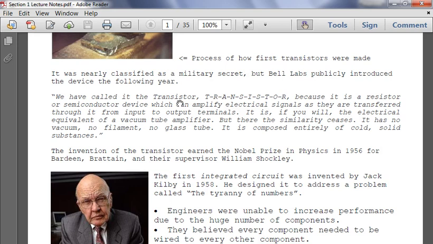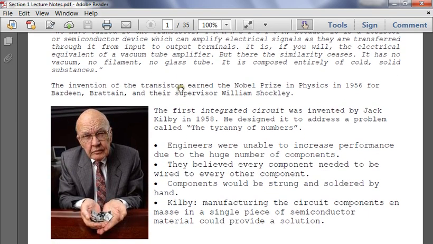Because it is a resistor or semiconductor device which amplifies electrical signals as they are transferred through it from the input to the output. So they won the Nobel Prize for this, and this gentleman here is a guy named Jack Kilby. And he is the first person to invent an integrated circuit, and he did it at Texas Instruments. What happened at the time is before the integrated circuit with the silicon chip was done, there was this problem called the tyranny of numbers. It meant that computer engineers and electrical engineers saw that every single component in a computer chip had to be connected to every other component in a computer chip.